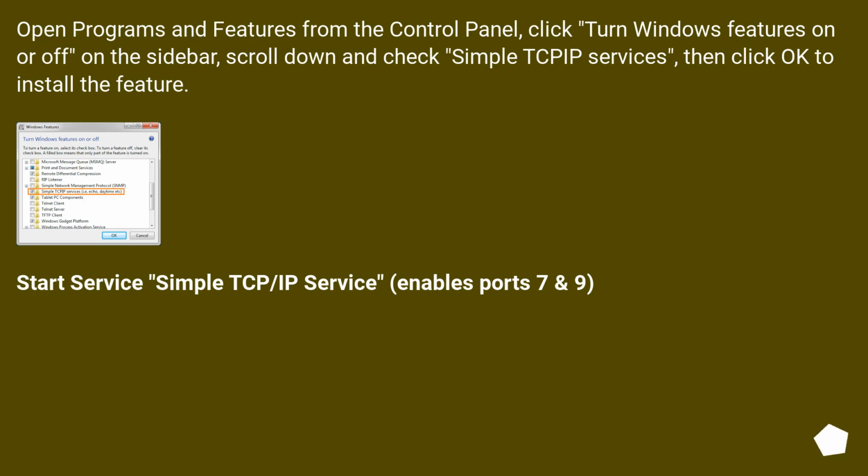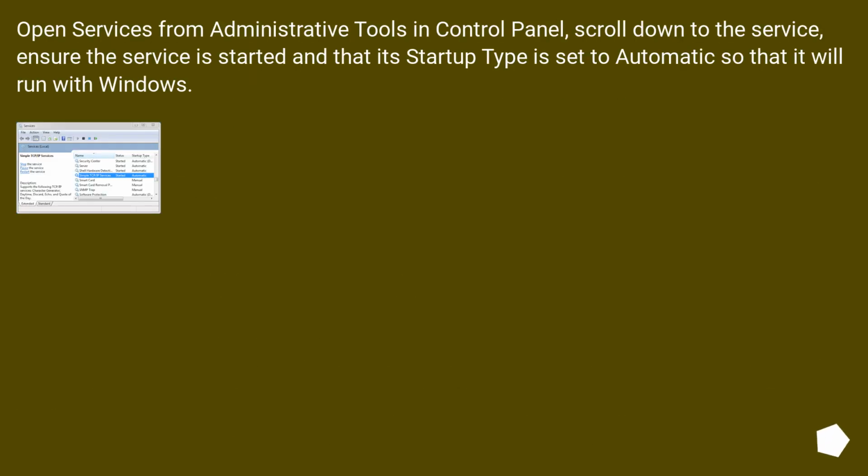Start service Simple TCP/IP Services, which enables port 7 and port 9. Open Services from Administrative Tools in Control Panel, scroll down to the service, ensure the service is started and that its startup type is set to automatic so that it will run with Windows.